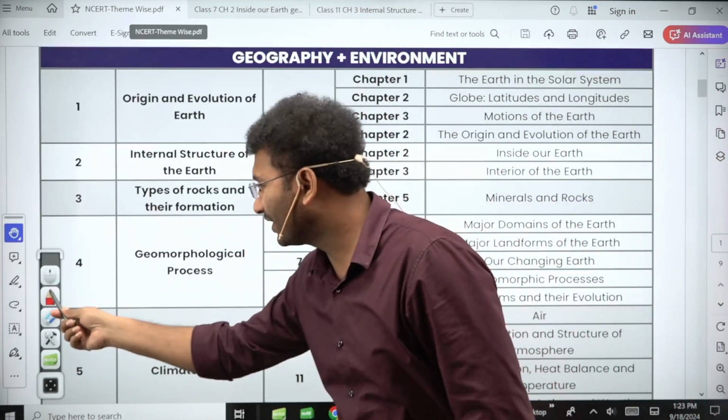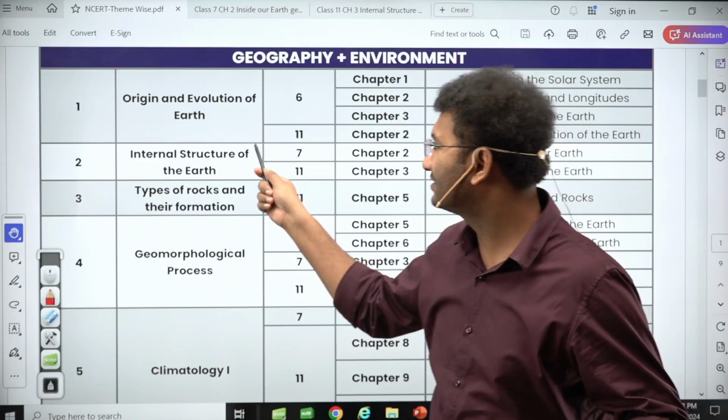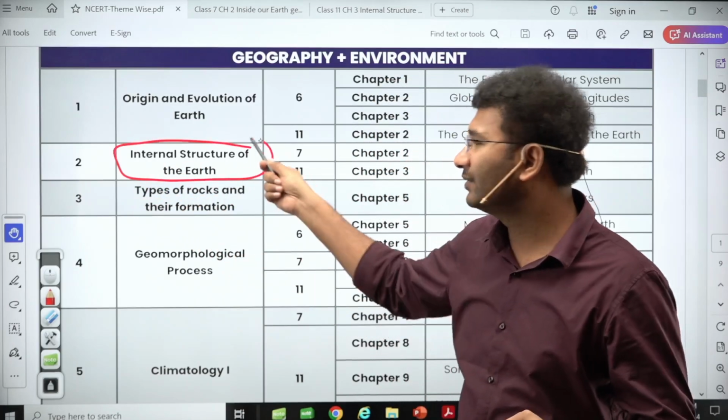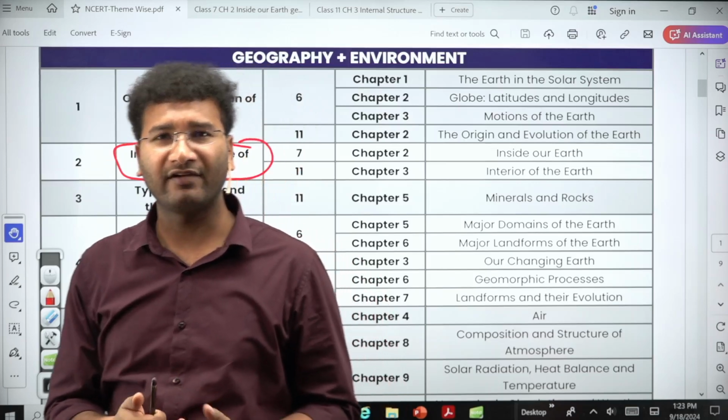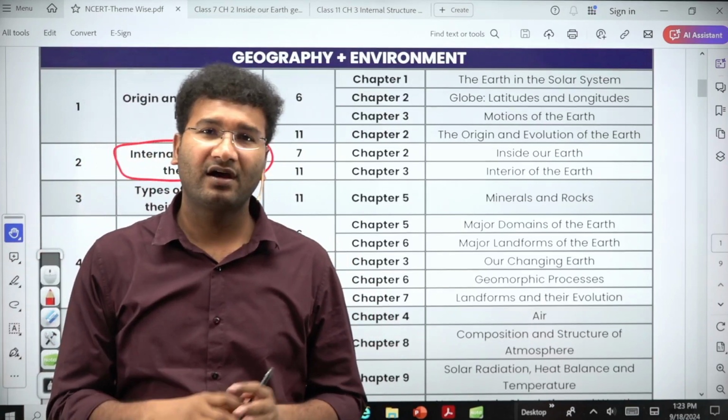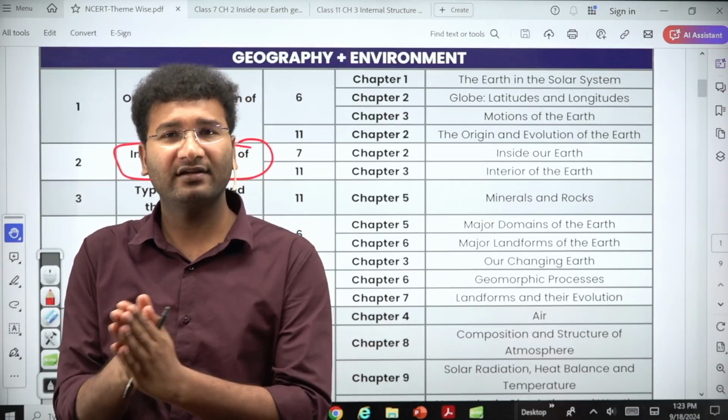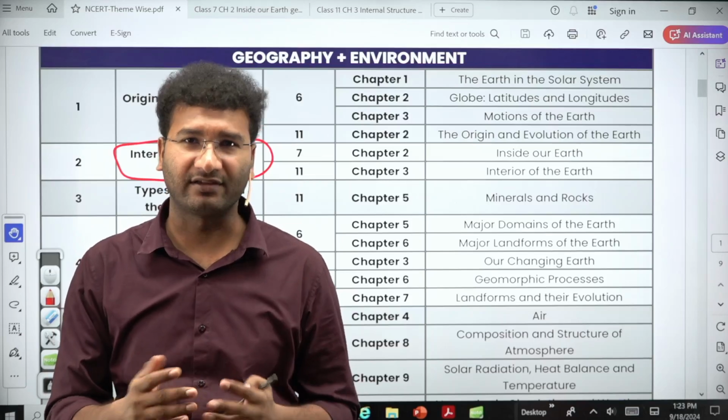Our topic today is the internal structure of the earth. That means we'll try to understand what is there within the interior of the earth and what are the evidences that we have, as well as how we are going to apply these topics to the various kinds of landforms and day-to-day life. Right?